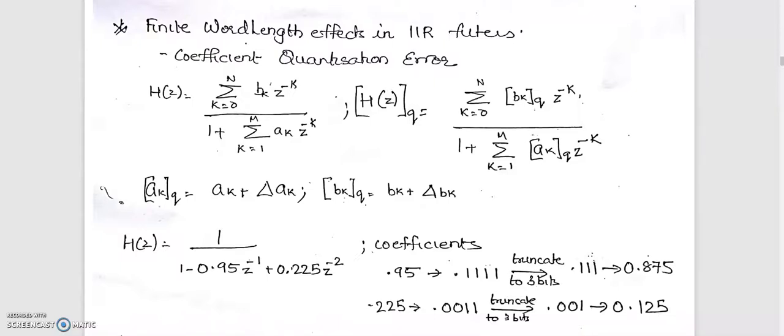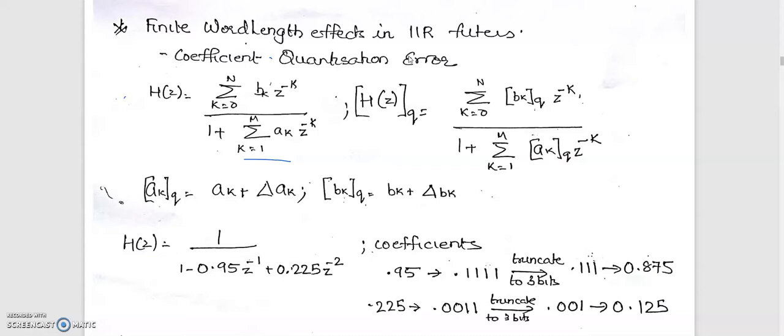In the next set of videos, we'll be looking into the topic of finite word length effects in IIR filters. What happens in this primarily is because of the coefficient quantization error. If you look at this particular transfer function, H(z) equals summation k equal to 0 to N of b_k z raised to minus k, divided by 1 plus summation k equal to 1 to M of a_k z raised to minus k.